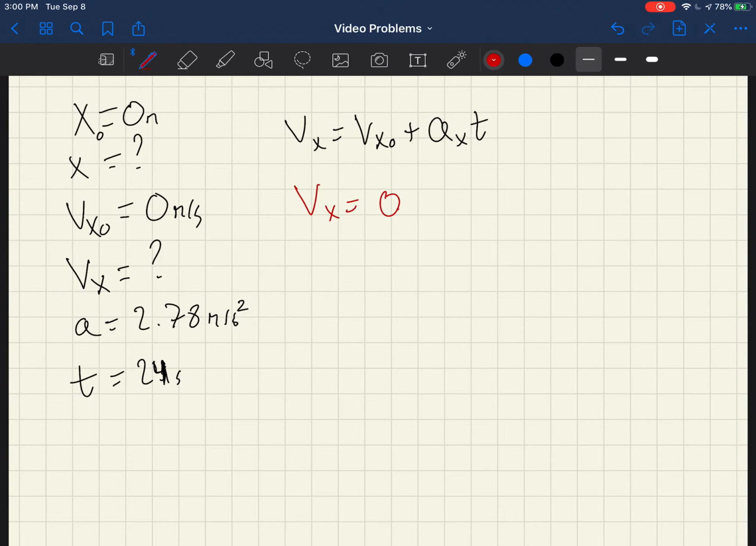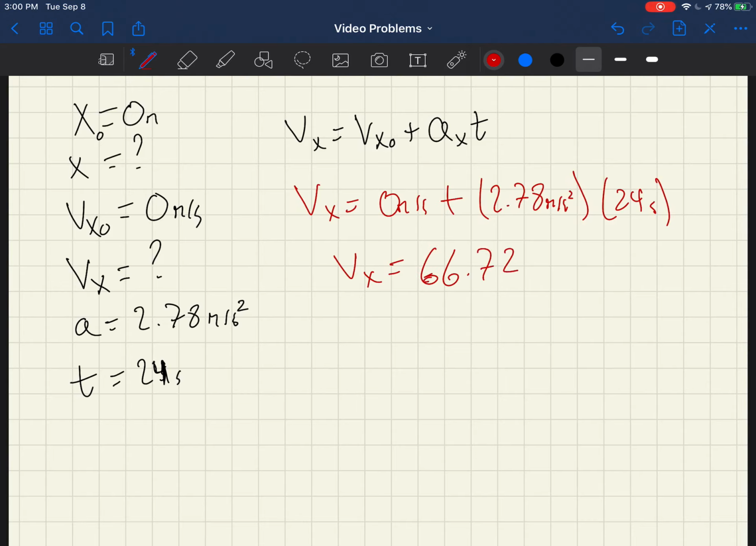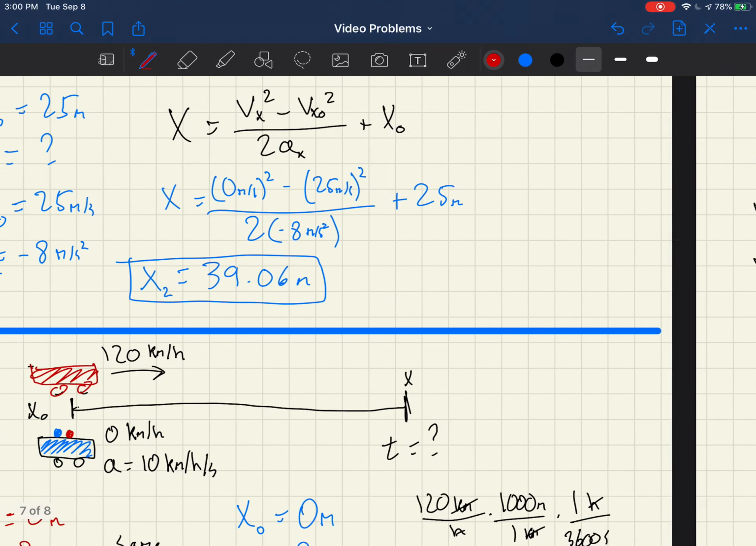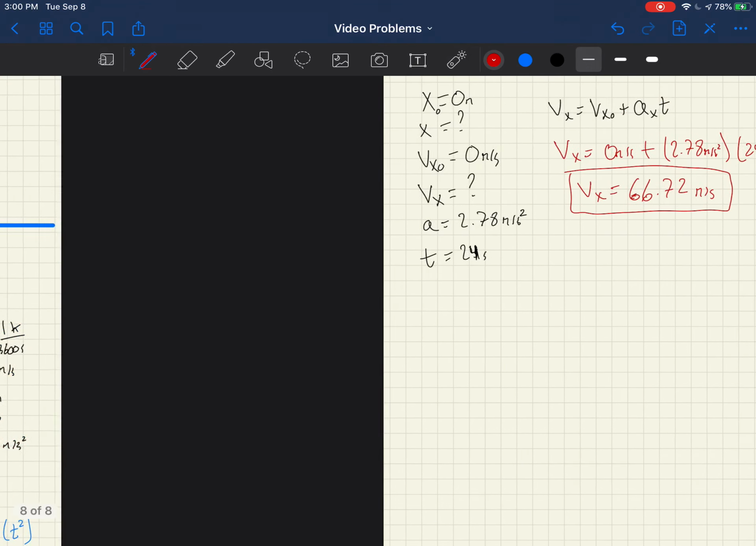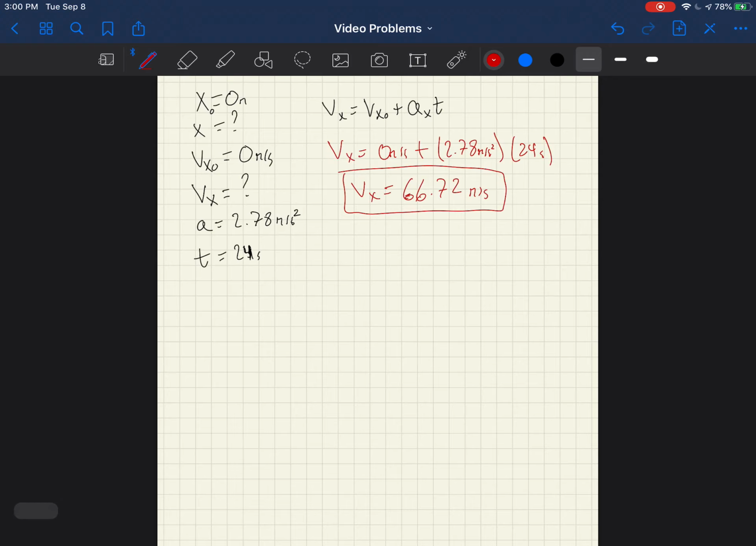So Vx is equal to 0 meters per second plus 2.78 meters per second squared times 24 seconds, and we have a velocity of 4 times 2.78, 66.72 meters per second. That is extremely fast, because the car was moving at 33 meters per second, so the cop is going to be moving twice as fast by the time it reaches it.